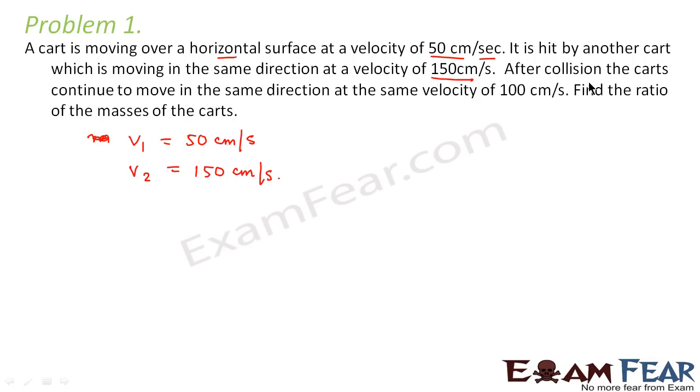It says after collision, the carts continue to move in the same direction at the same velocity of 100 cm per second. That means this is before collision. Let us follow the same convention. This is before, this is after. So after collision, they both move with a velocity v equal to 100 cm per second. Find the ratio of the masses of the carts.